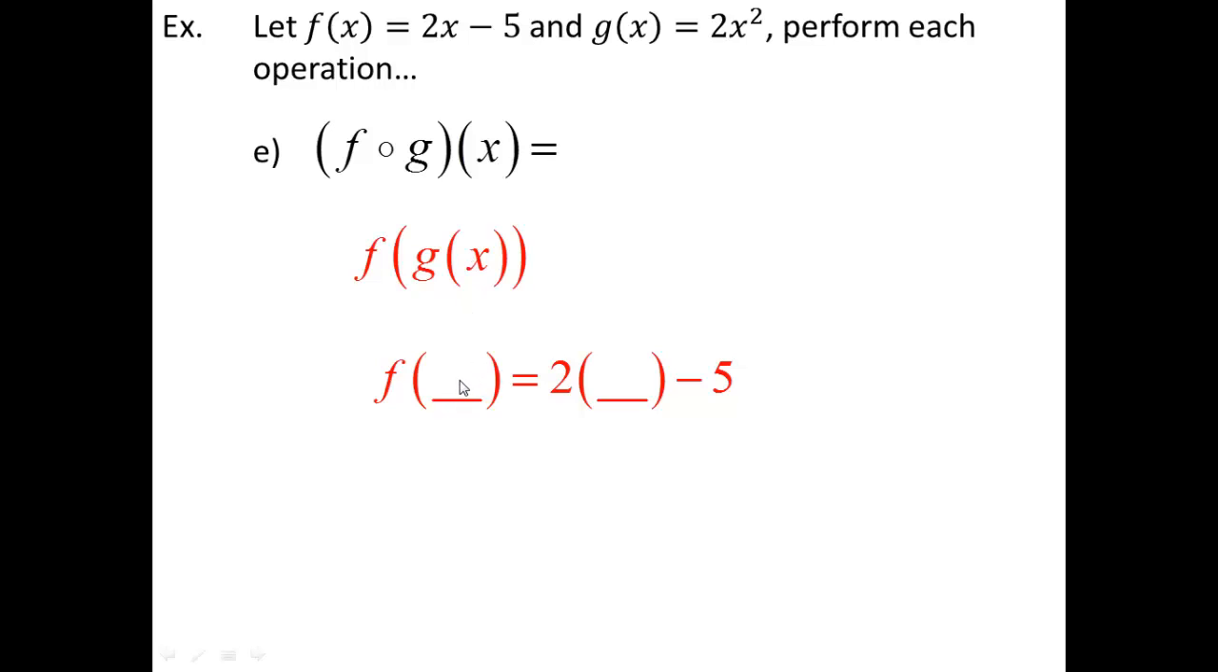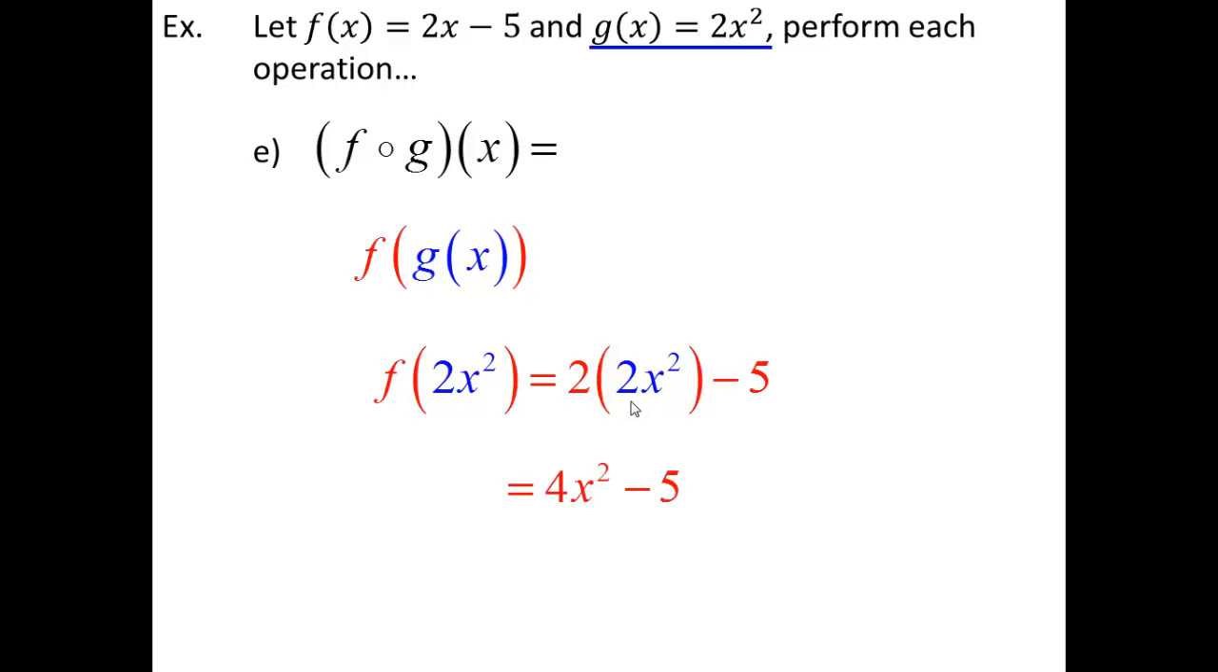So in this case, instead of writing 2x minus 5, I'm going to plug in the entire function g of x. So g of x is 2x squared, so instead of plugging in x, I plug in 2x squared. Anywhere I see x, I replace it with the entire function g of x, or 2x squared. And then from here, I'm just going to simplify. 2 times 2 is 4, so I get 4x squared minus 5. I can't do anything else, so that's my answer.